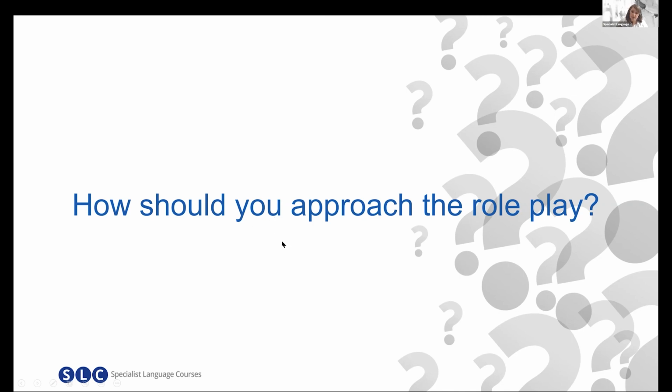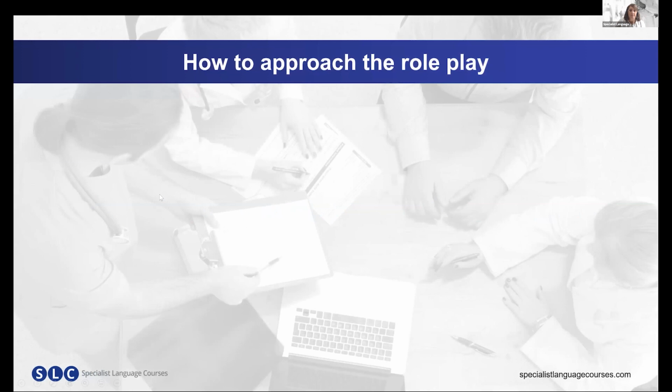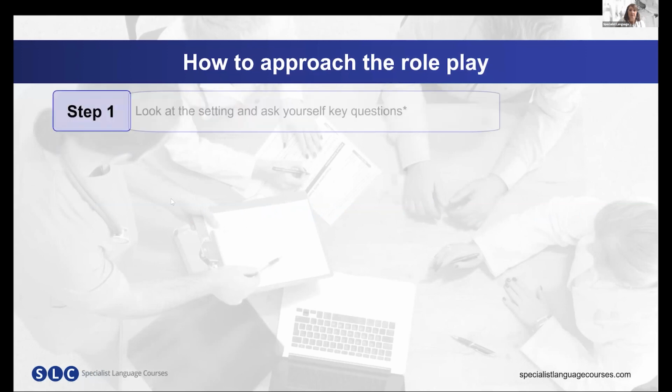So it's always a good idea to have a strategy. Many of you who have been preparing for OET will have a strategy and steps to follow for writing. You should do the same thing for speaking. So the OET role play, the recommended steps. First of all, look at the setting and ask yourself some key questions. We're going to look at those key questions in just a minute.